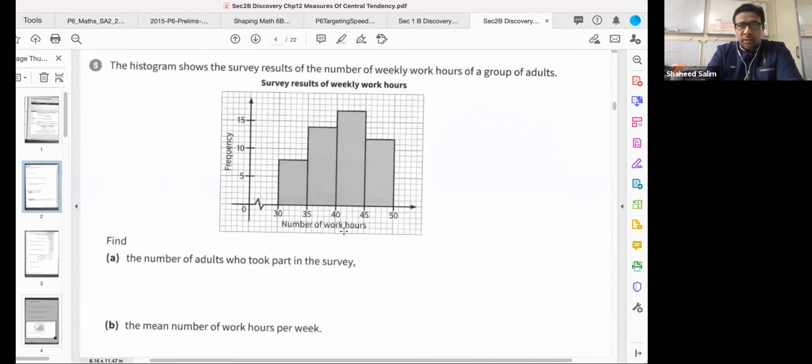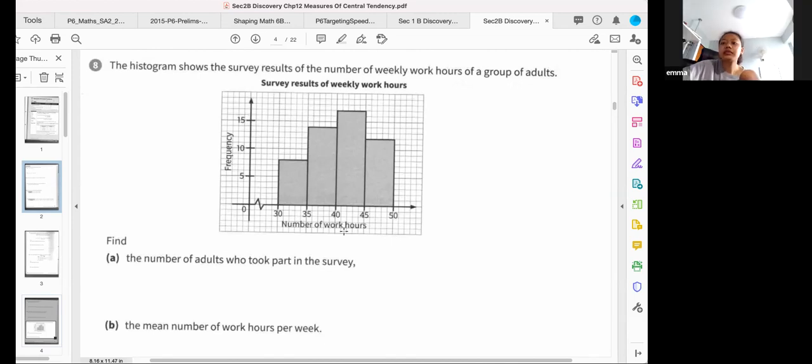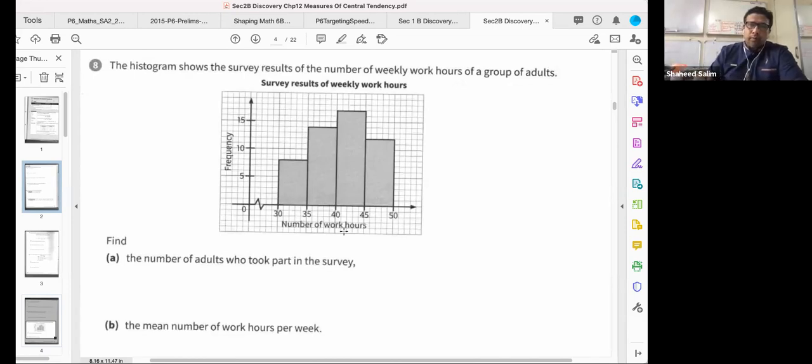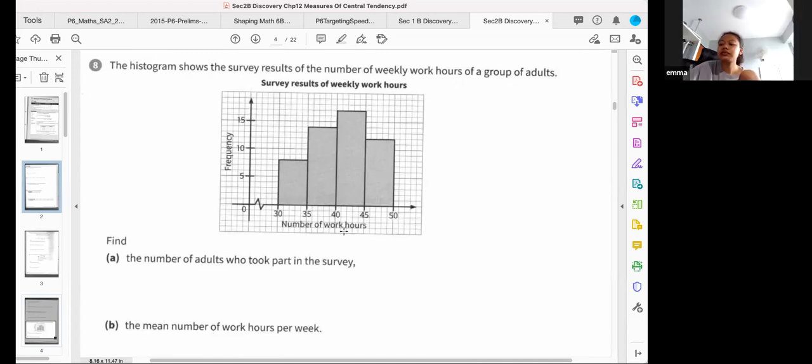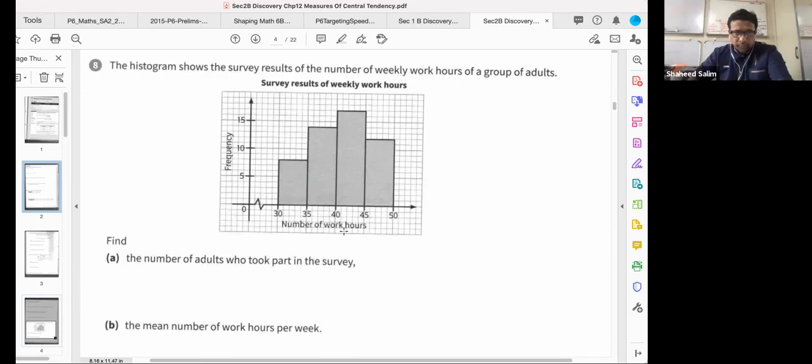So now down here, this is a histogram, and they ask you for the number of adults who participated in this survey. 51. Well done. Okay. So the mean number of work hours per week.